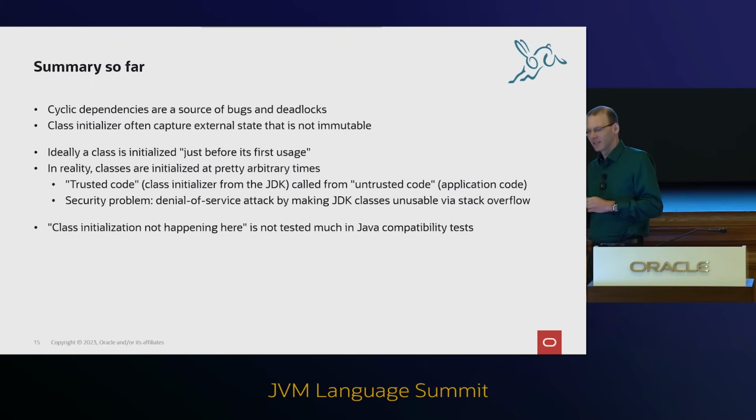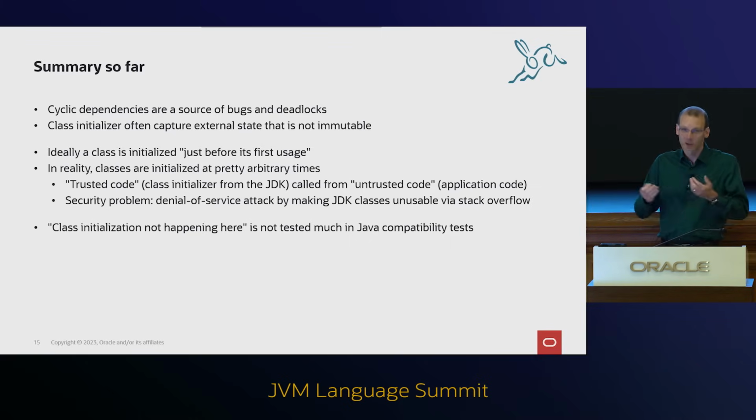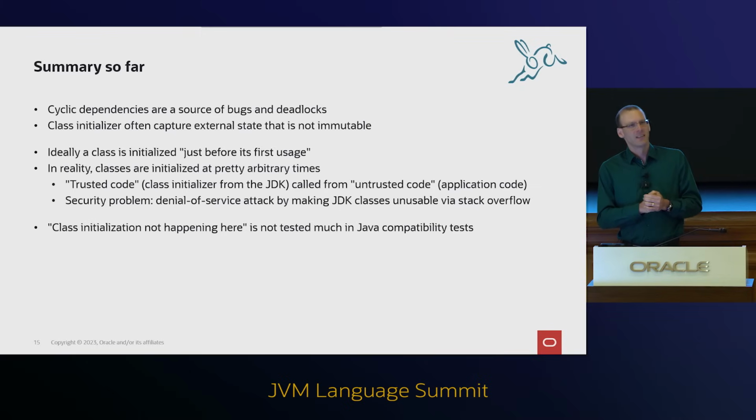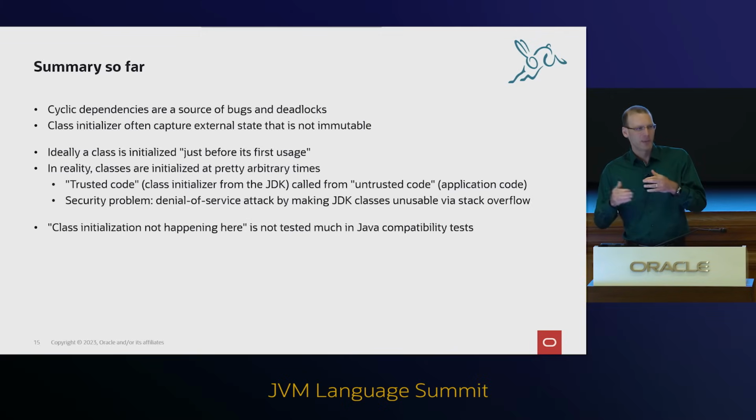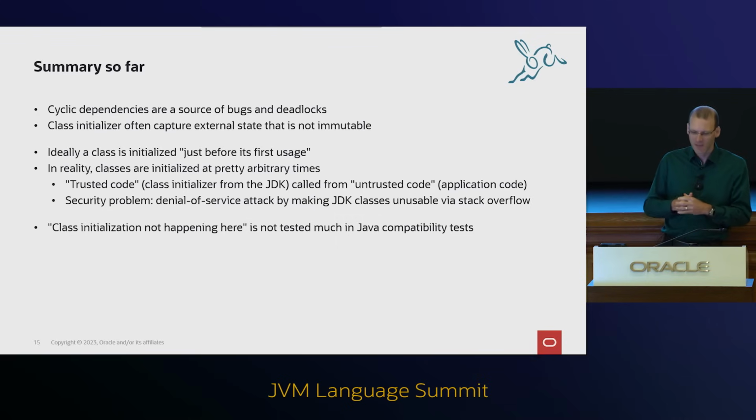And my argument is that the fact that class initialization is not happening at a certain point is, of course, not tested much in Java compatibility tests. Because it's also very tedious and difficult to test. For every feature, for every API method, you would need to make a special test that says, if I invoke that thing with an uninitialized class, then after I invoke this method, the class is still not initialized. So for every little thing in every test, you would need to make a copy and say, now I try this thing with an uninitialized class. So it's very difficult to test.